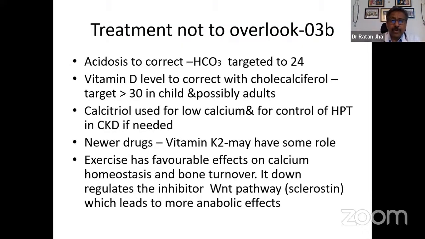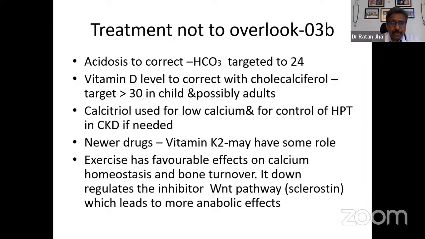Treatment that should not be overlooked when we're trying to treat a patient of bone disease in the context of chronic kidney disease is to correct the acidosis with bicarbonate, reaching a level of 24. Vitamin D level to be corrected with cholecalciferol, because that is a therapy which is easy to do, and the target is more than 30 nanogram per ml in children and possibly also in adults. Calcitriol is to be used for low calcium and for control of hyperparathyroidism in CKD if needed, and not as a routine for vitamin D deficiency, because that is one of the causes of low turnover bone disease if we oversuppress the parathyroid hormone.